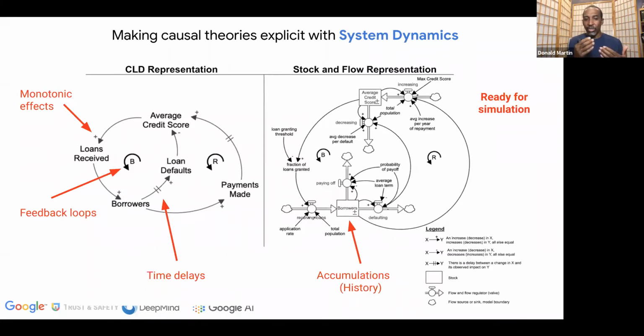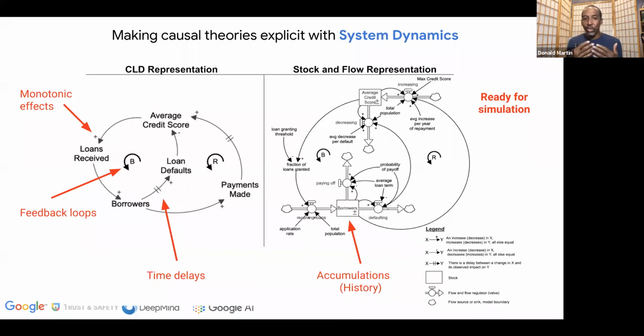And those lines with the arrows have a particular notation that lets you represent a couple of things. It lets you represent the monotonic effect of one factor on another: does it have an increasing effect or a decreasing effect? And it also lets you represent whether there's a time delay from when one factor will have an effect on another. That's represented by the hashtag.